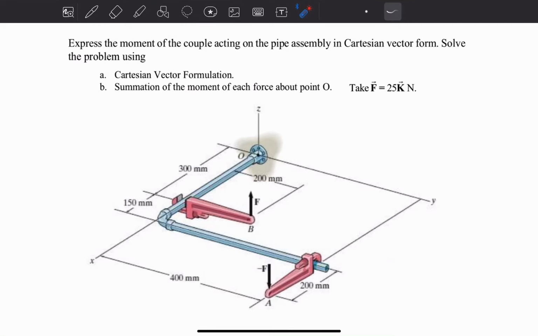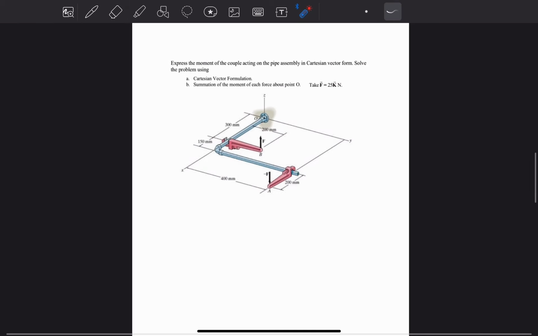Okay, welcome to the second example in review of statics. The question reads, express the moment of the couple acting on the pipe assembly in Cartesian vector form. Solve the problem using A, Cartesian vector formulation, and B, summation of the moment of each force around point O. Take the magnitude of the force vector F to be 25 kilonewtons, and we're given this diagram right here.